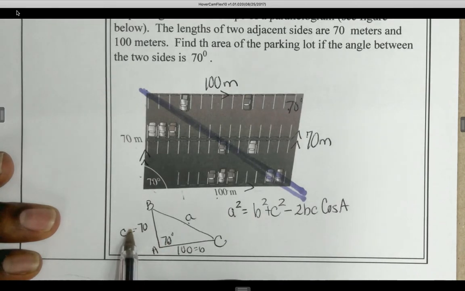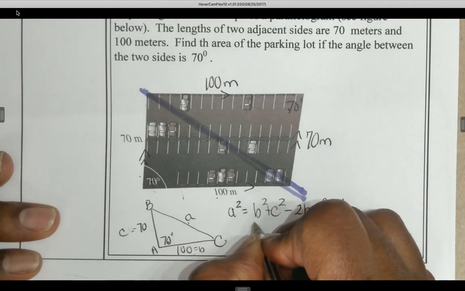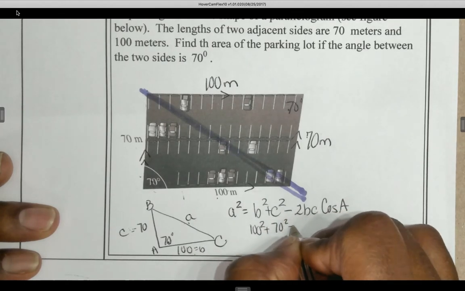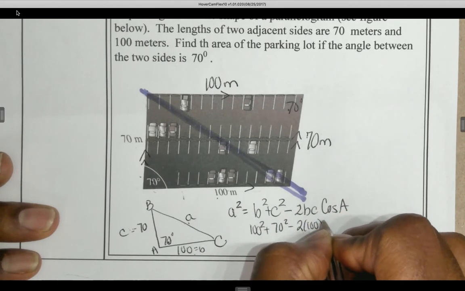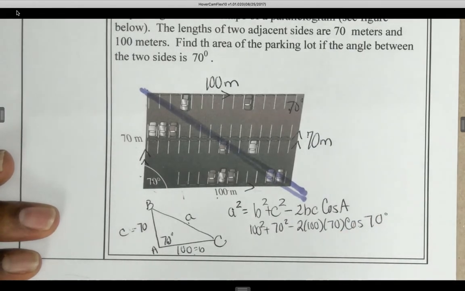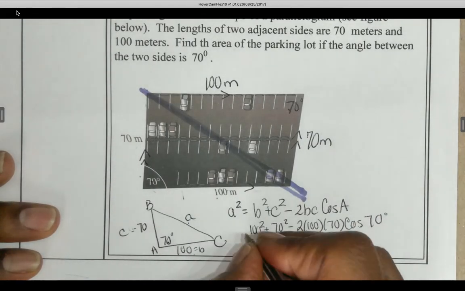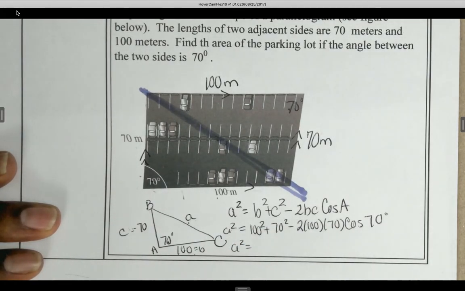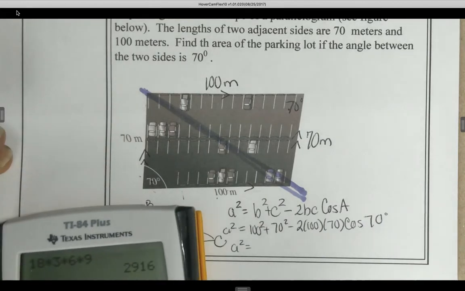Right? We know angle A, we know side B and C. Let's plug everything in. So I have 100 squared plus 70 squared minus 2 times 100 times 70 times cosine of 70 degrees. All of this can be plugged into my calculator, and that's my A squared, and then I'll find what just A is.